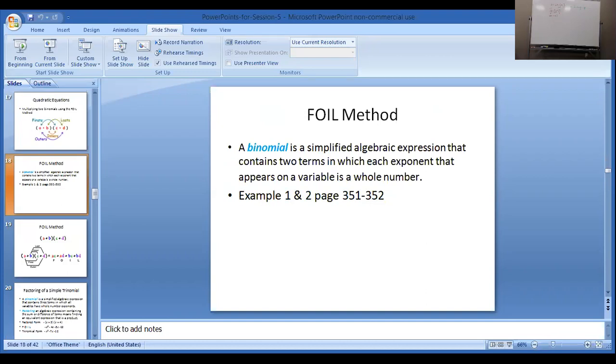The other one, example 2: (3x + 4) times (5x - 3). Again, let me do that on the board, just to make sure people understand.